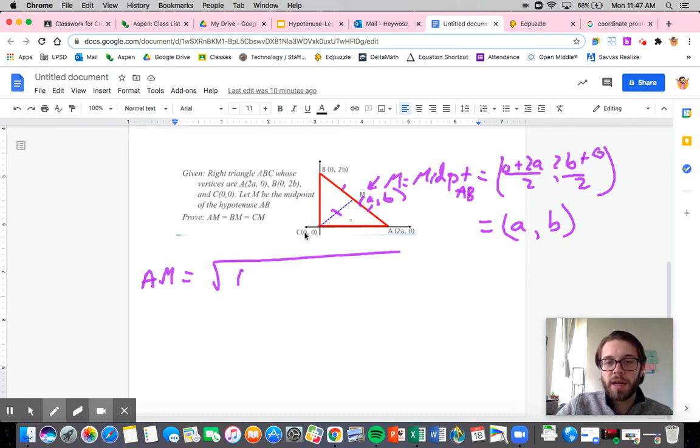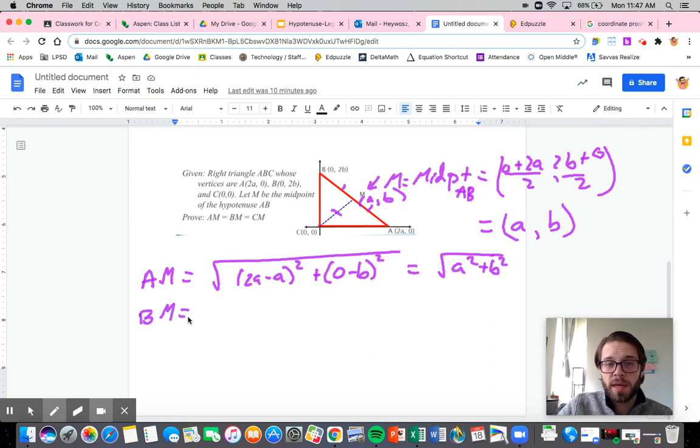What's the change in x? So 2a minus a squared plus 0 minus b squared equals a squared plus b squared. Okay, I really can't do anything with this anymore. So let's just look at the next one and see what happens.